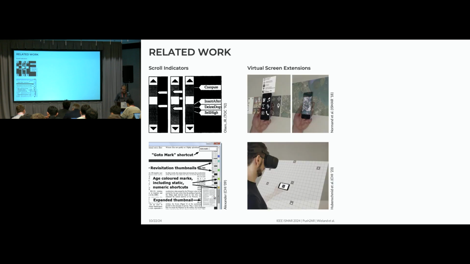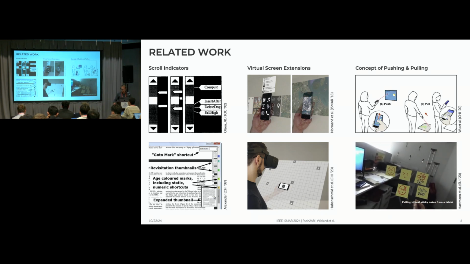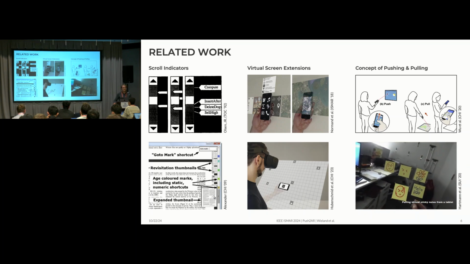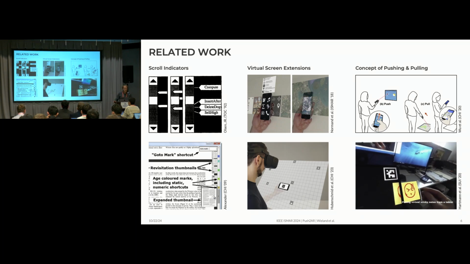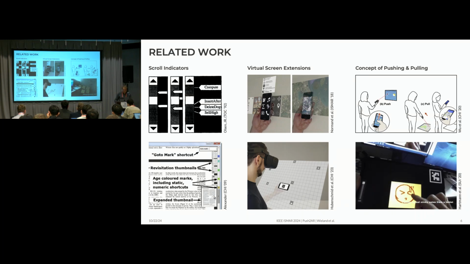Our technique builds on three concepts that have been proposed by prior research. Firstly, works, for example, by Olsen or Alexander, introduced different types of scroll indicators, like shortcuts and visual thumbnails, to help users navigating long lists and also quickly return to important items. Other researchers, such as Normand and McGuffin, proposed virtually extended screen-aligned displays, which extend mobile screen space into augmented reality, providing users with more screen real estate. And finally, Wu et al. and Hartmann et al. explored the idea of pushing and pulling content between devices or realities. And with Push-to-AR, we combine and extend all three of these concepts.